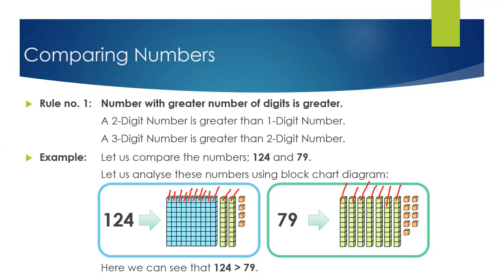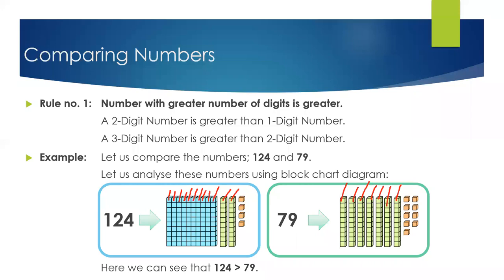So as 12 tens is greater than 7 tens, it means 124 is greater than 79. Whenever you are having a 100 grid, it certainly represents 10 tens. So 124 is certainly greater than 79.